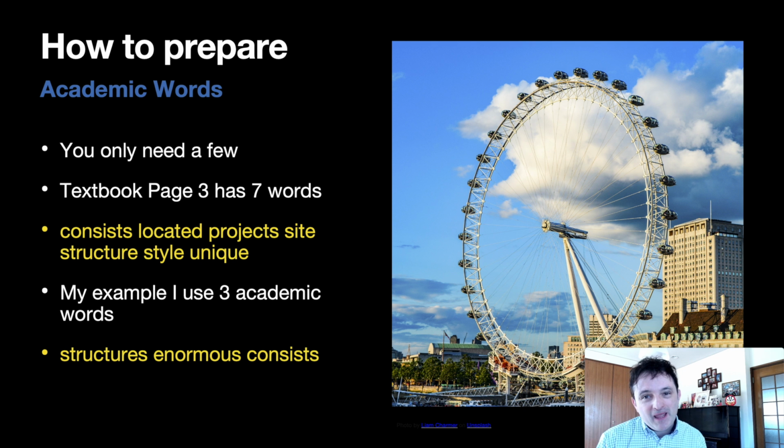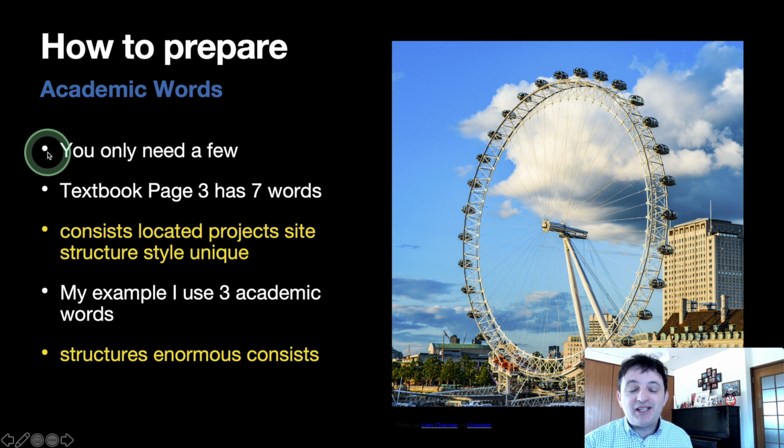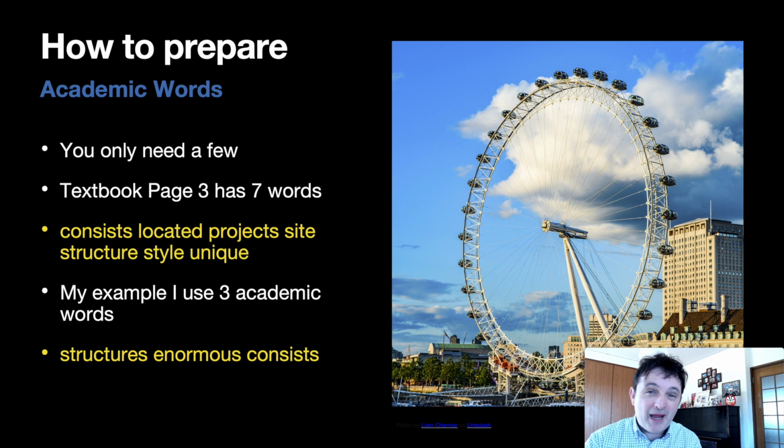Okay. So the next part we're going to look at are these academic words. And the good news is you only need a few. So you don't need to go out and study the whole back of the textbook where there are 3,000 academic words. You just need to pick up a few to use in your writing. And that's one thing you can get by reading reviews from travel websites and going to the internet. It'll give you ideas of words that people commonly use. The textbook also gives you an idea. On page 3, if you look how many academic words, you'll find there are only 7 words used.